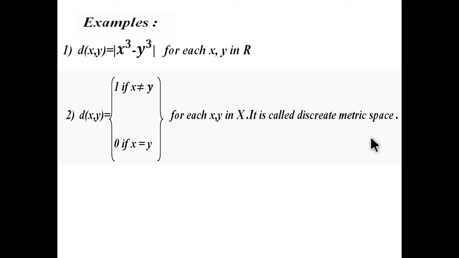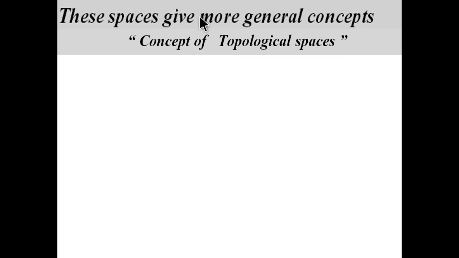Now there are some other examples of metric spaces. The first example is d(x,y) equals mod of x cube minus y cube. Similarly, the second example is the discrete metric space, that is, the distance between 2 points is 1 when they are not equal. If they are equal, then the distance is 0, and similarly there are many more examples. These spaces give us a more general concept, the concept of topological spaces.